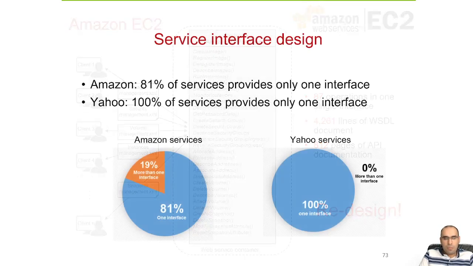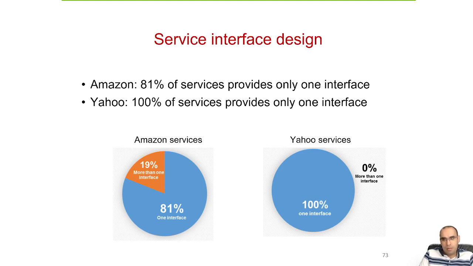So also there is a common problem in web services. A recent study showed that 81% of services provide only one interface for Amazon, and all the services in Yahoo also expose only one large interface. So we decided to focus on Amazon and Yahoo web services to evaluate our approach.